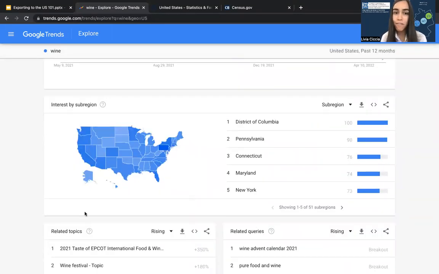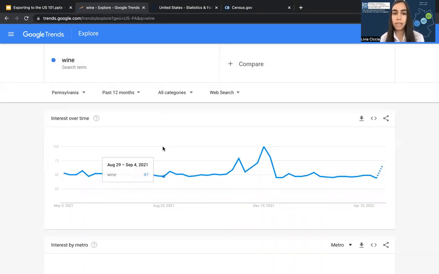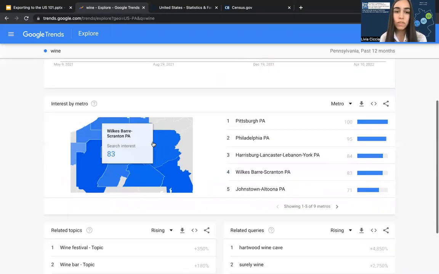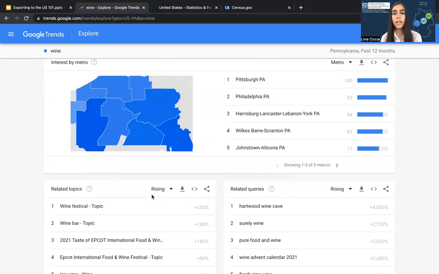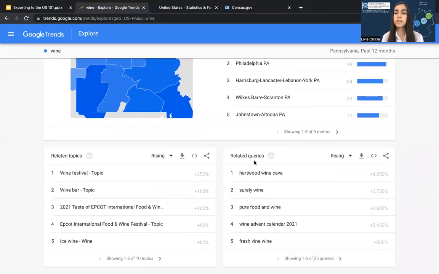You have a big picture of the US, and here it shows you where this word is most searched. The first one is District of Columbia, and then we have Pennsylvania. If we look at Pennsylvania, it will show us in which area this word is most searched on Google. And also we have some related queries together with the word. So you can find your niche and understand what people are interested in and looking for on this website.